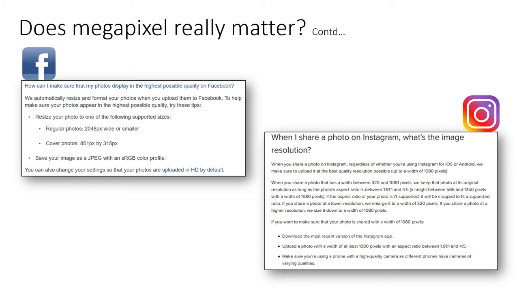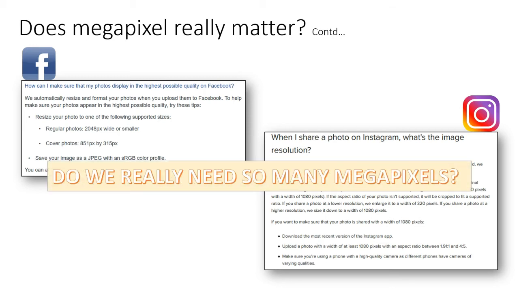Now what happens on Instagram once we upload our photo? Once we upload our picture on Instagram, it even does worse. It takes the greatest dimension, or the longest dimension, and trims it down to 1080. So even worse. Whatever picture you put up there, this is what is going to happen to it. And then you have the aspect ratio and everything. So my question is, do we really need so many megapixels?